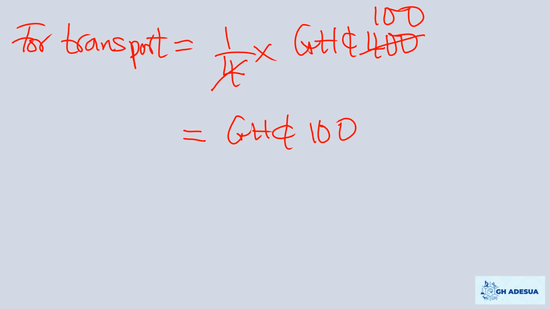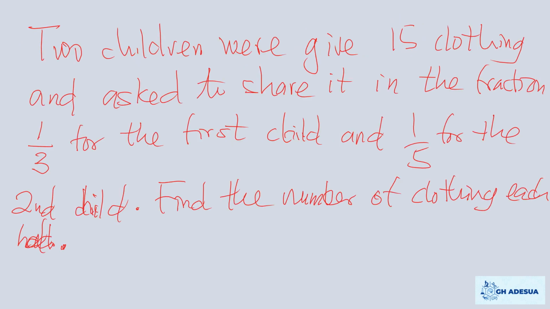All right, let's go to another question. Two children were given 15 clothing and asked to share it in the fraction 1/3 for the first child and 1/5 for the second child. Find the number of clothing each had. So we were given 15 clothing, and they were asked to share it 1/3 for the first child and 1/5 for the second child. Find the number of clothing each had. All right. So pause the video now and try and find the number of clothing each had.